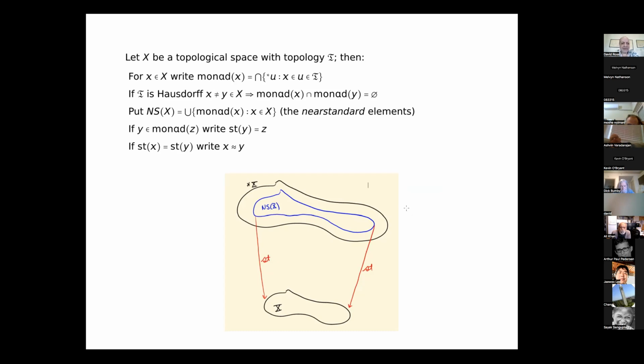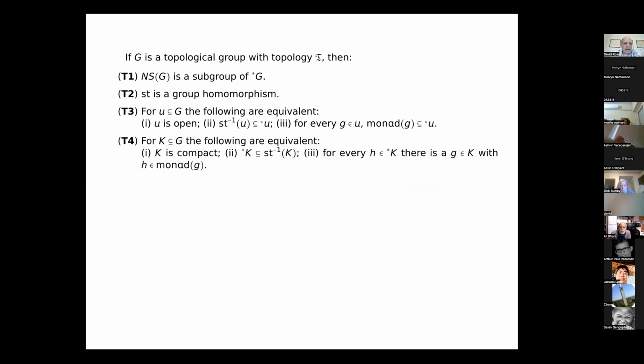So this is a generalization to arbitrary topological spaces of the intuitive notion of how the real line works if you've got infinitesimals in the real line. And here the near standard elements would be the finite elements of the real line. Now go back to G being a topological group with this topology. Then this turns out to be a subgroup of star G. Standard part is a group homomorphism.